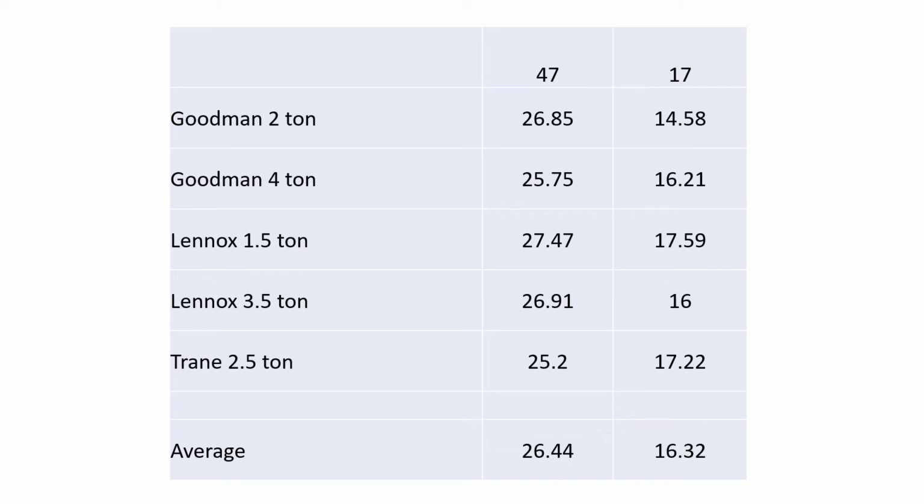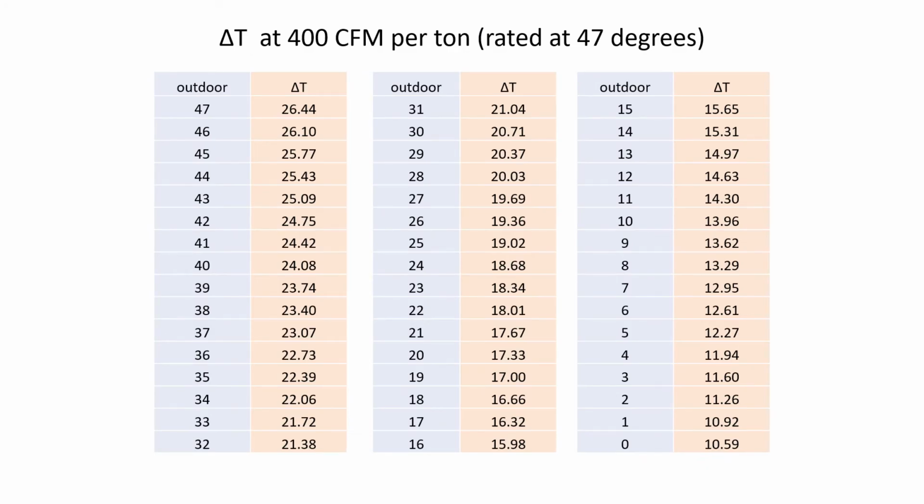Now, if we've combined all these different units, 1.5 all the way to 4 tons from Goodman, Lennox, and Trane, you could see on a high output, or 47, the delta T on a heat pump most commonly is about 26 degrees. And at 17 degrees, the low output is about 16 degrees. This is an approximation of what you can expect to see.